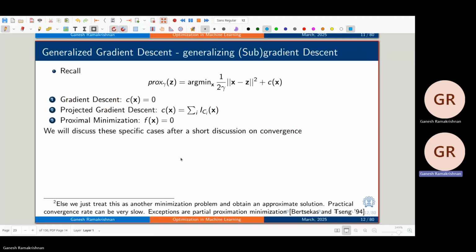Can I erase this, or iterative soft thresholding? This is clear, right? It's called proximal minimization.